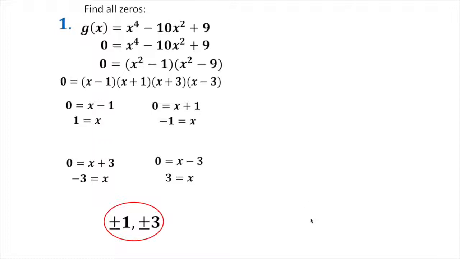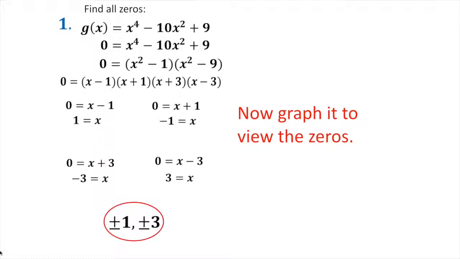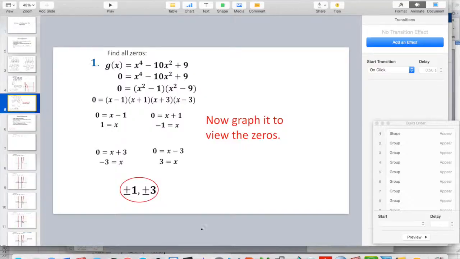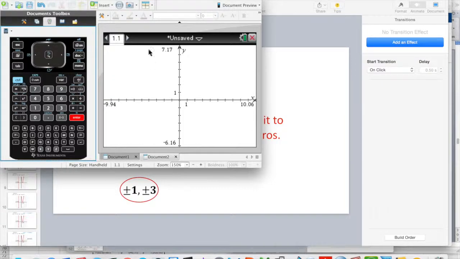Check your answer on this one. We have plus or minus 1, plus or minus 3. All right, now what we want to do is graph these and view what this looks like on the graph. So let me see if I can pull in my graph here. Let's escape out of this. Pull up my graph. Here we go.